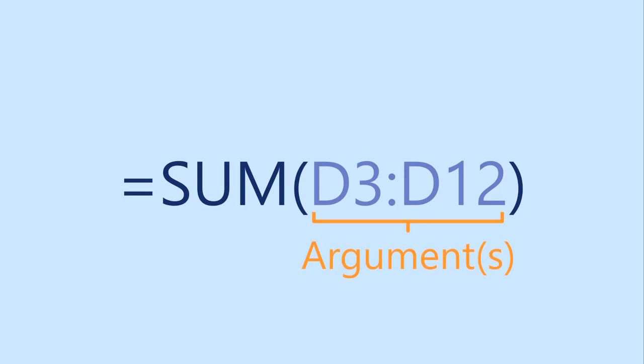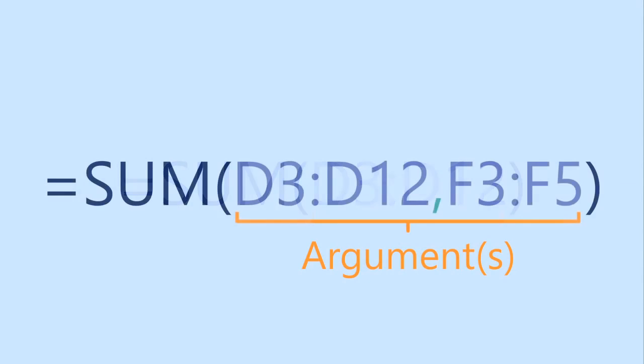The arguments tell the function which cells or numbers to use when calculating the result. In this example, we only have one argument, even though there are two different cell references. This is called a range of cells, or a cell range. A cell range is represented by two different cell references with a colon in between. In this case, the range consists of all the cells between D3 and D12. If you want to use more than one argument, you'll need to separate each one with a comma.